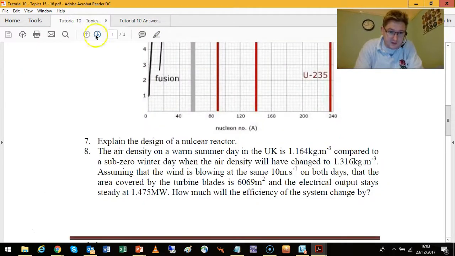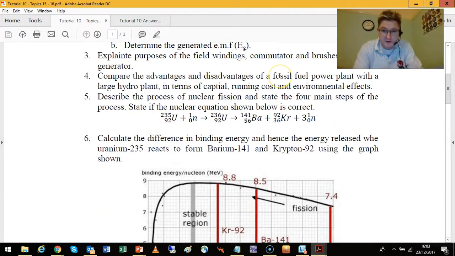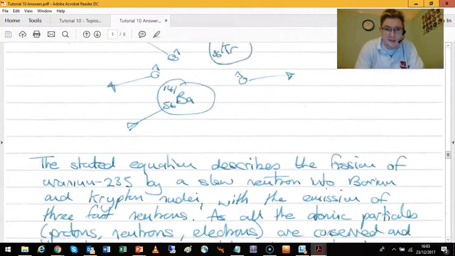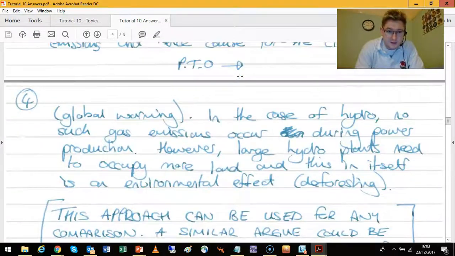The other typical thing is this question here, which asks you to compare the advantages of a hydro plant with a fossil fuel plant in terms of capital, running costs, and environmental aspects. That's important, particularly environmental aspects, because it relates more to the UK spec. So I'm going to go through that question. It wasn't specifically asked, but I think it's a useful question to know.